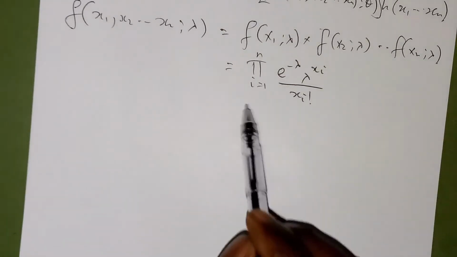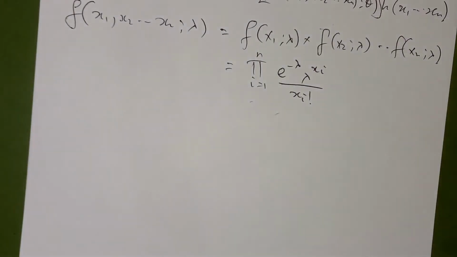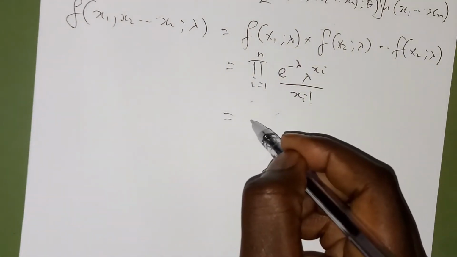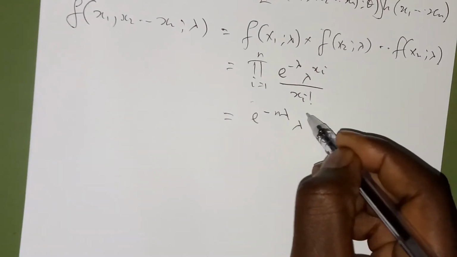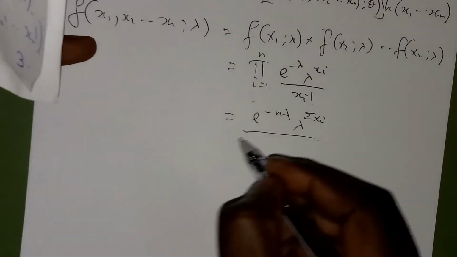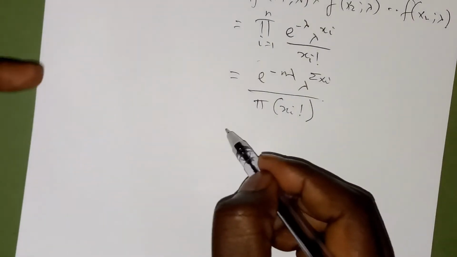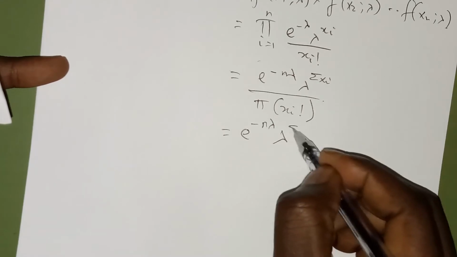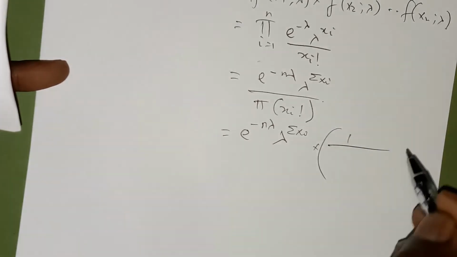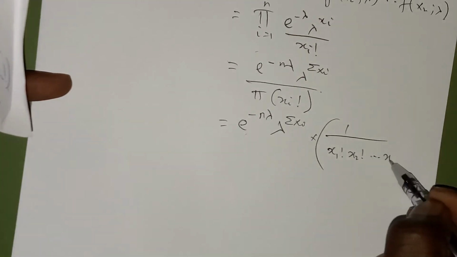If we can manage to reduce this expression to give us two functions, one which depends on theta and the other which does not depend on theta, then we will be good to go. Here we have e to the negative n lambda, then lambda to the summation of xi, all over the product of xi factorial. We can rewrite this as e to the negative n lambda, times lambda to the summation of xi, multiplying 1 over the product of xi factorials. We can write this as x1 factorial, x2 factorial, up to xn factorial.